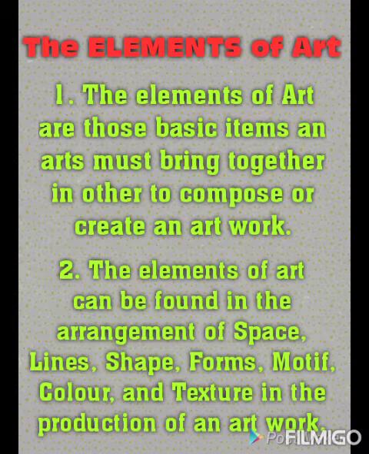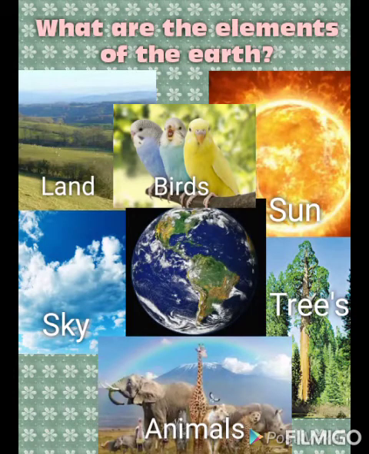Now, these elements are important to an artist if he is to be able to create any meaningful artwork. For example, when God created the earth, He had to bring the land, the sky, the birds, the trees, the animals, the seas together in order for him to create the earth. Without any of these elements, the earth will cease to exist as it is today. So each of these elements are important if an artist will be able to create an artwork.